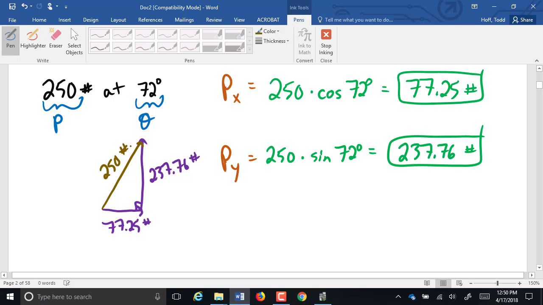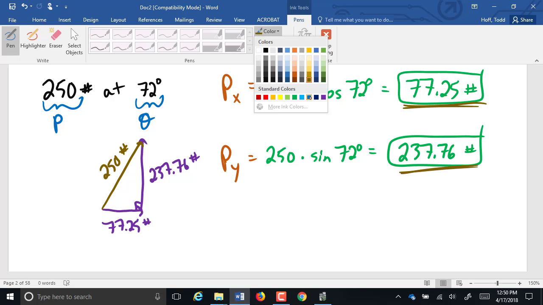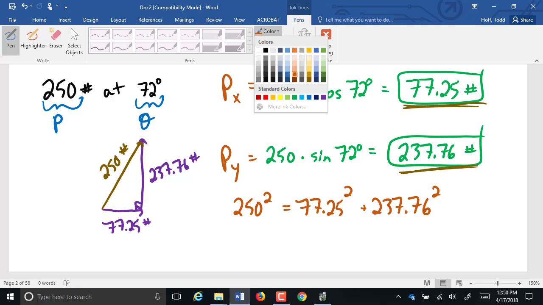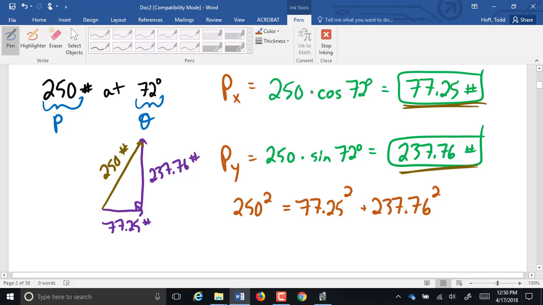Can anybody look at this and think of a way to double check these numbers? Exactly. 250 squared better be equal to 77.25 squared plus 237.76 squared. Now, before you punch that in, can anybody think of a reason why those might not come out to be exactly the same? Rounding. Yeah, these are rounded numbers.